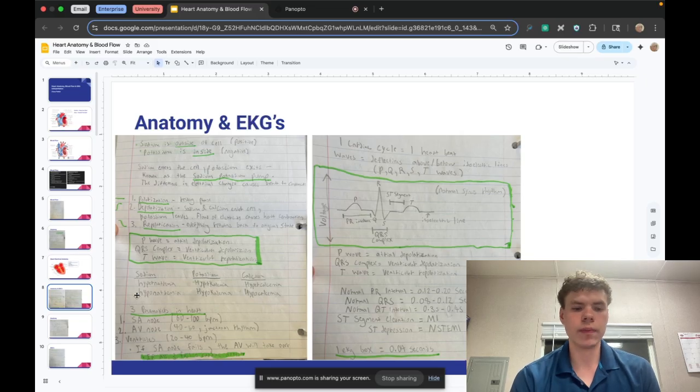So for sodium, hypernatremia means too much sodium or excess sodium. Hyponatremia means a low sodium. And then for potassium and calcium, hyperkalemia for high potassium, hypokalemia for low potassium, hypercalcemia for high calcium, hypocalcemia for low calcium, right?